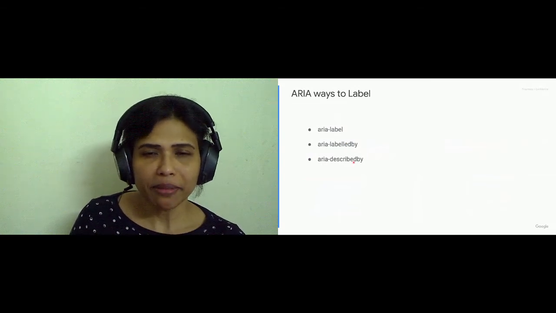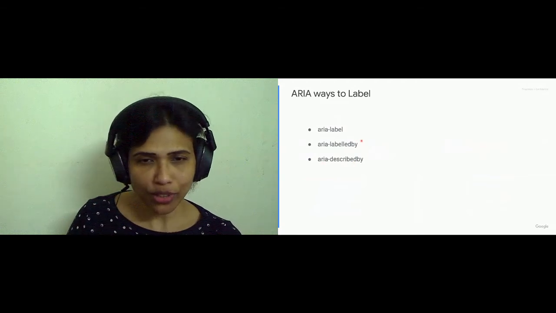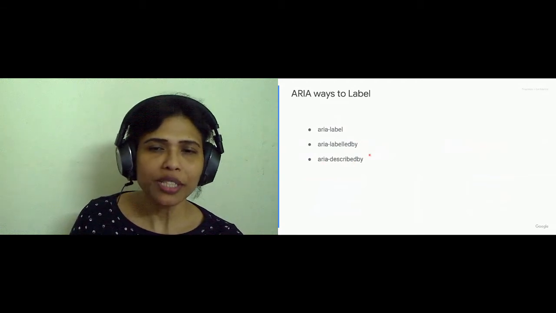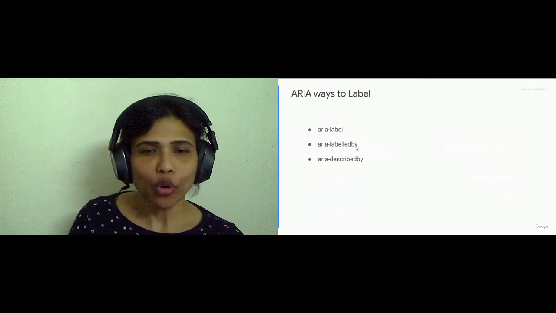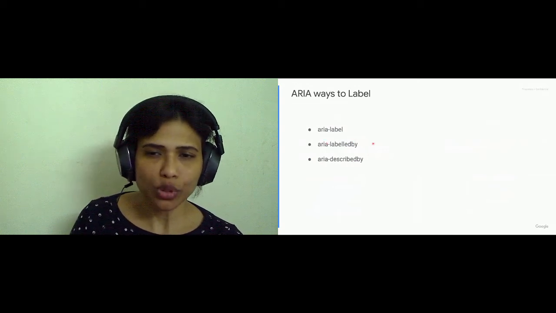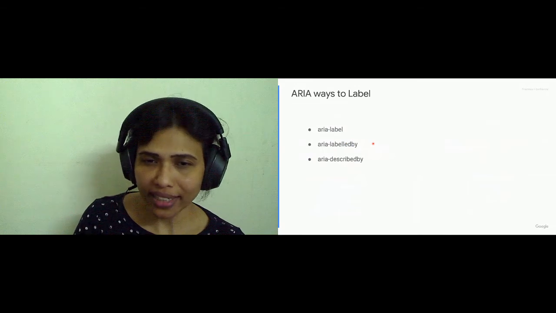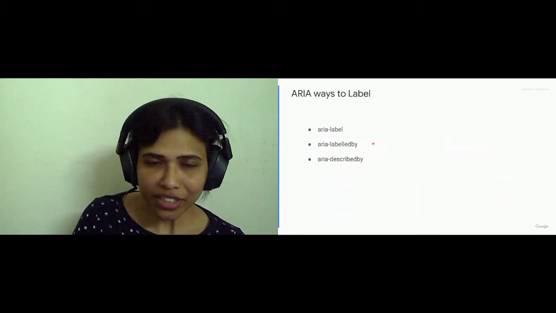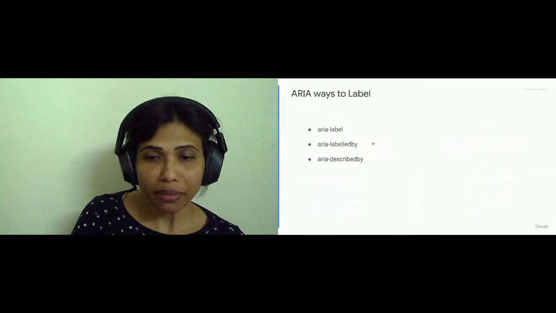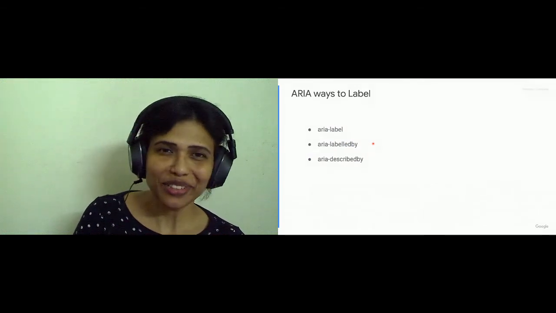And ARIA described by is very similar to ARIA labeled by, where a label describes the essence of an object, a description provides more information that the user might need. ARIA labeled by overrides all other name sources for an element. So for example, if an element has both an ARIA labeled by and an ARIA label, or an ARIA labeled by and a native HTML label, the ARIA labeled by label always takes precedence. It's kind of a tongue twister.